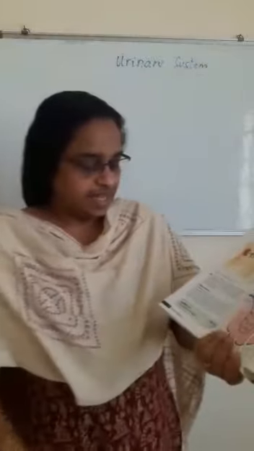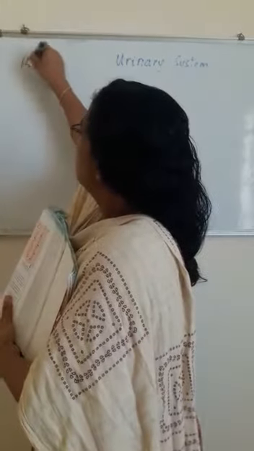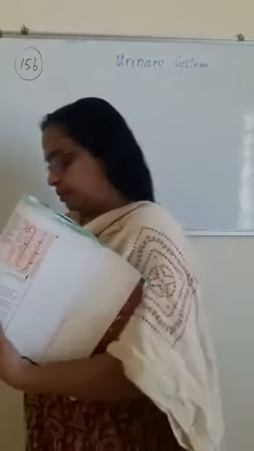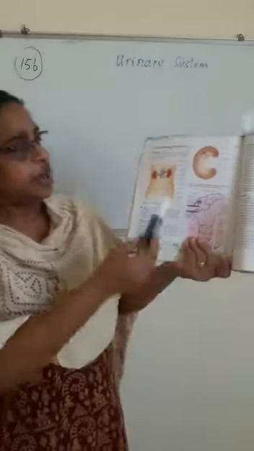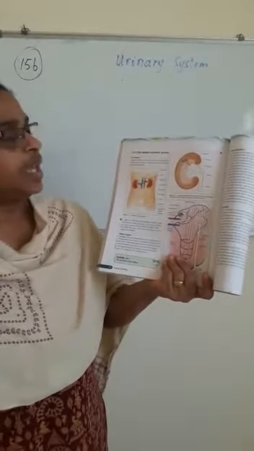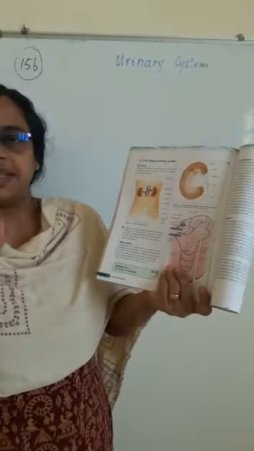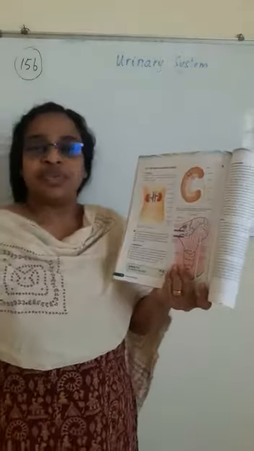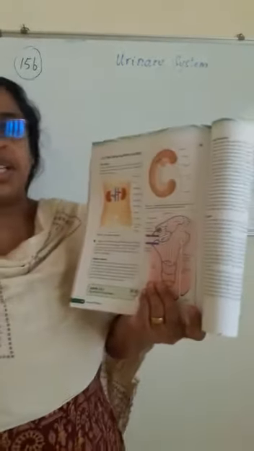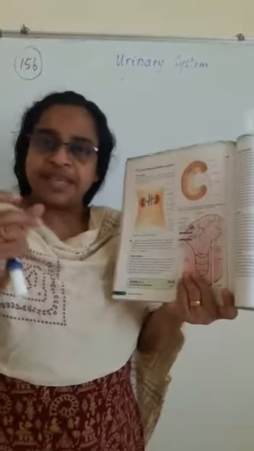So you can see here on page 156. You can start here, see, we have two kidneys which are located on either side of our spinal cord, deep inside, because kidneys are one of the most important organs in our body, so they must be protected properly.